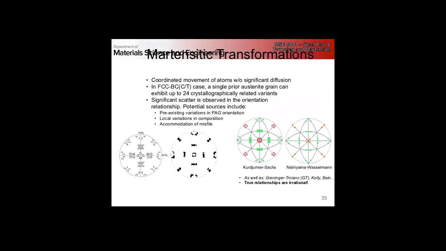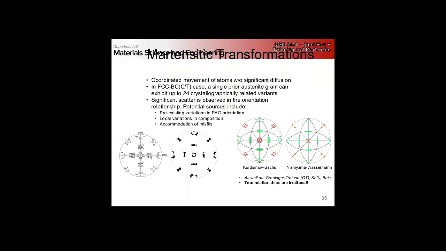Okay, so we talked about martensite in theory from a crystallographic point of view. I want to look a little bit at carbon steel specifically, and at some experimental reasons why, when we talk about Kurdyumov-Sachs and Nishiyama-Wasserman, it's so hard to decide. So here are the pole figures for potential austenite or potential martensite variants for both the Kurdyumov-Sachs and the Nishiyama-Wasserman orientation relationships.